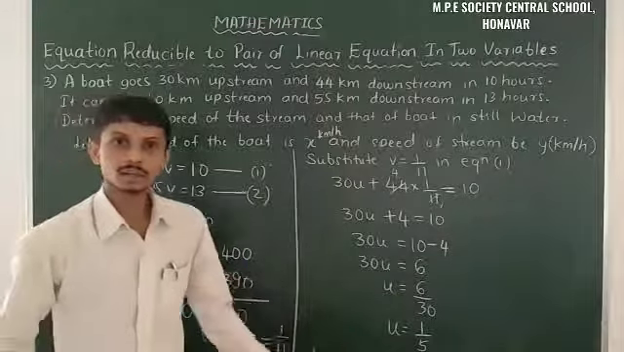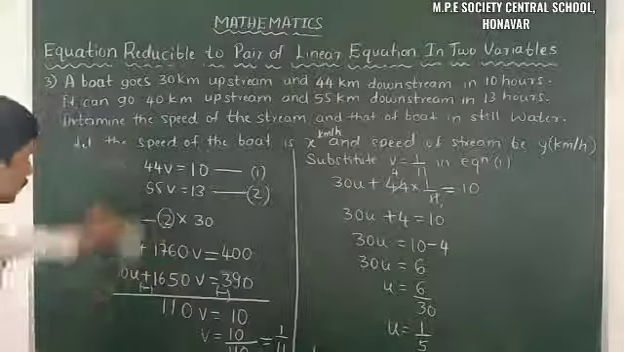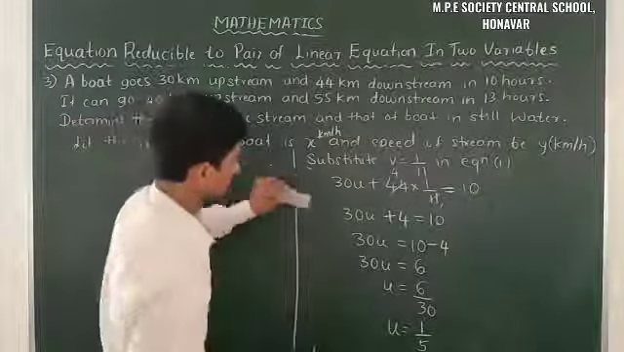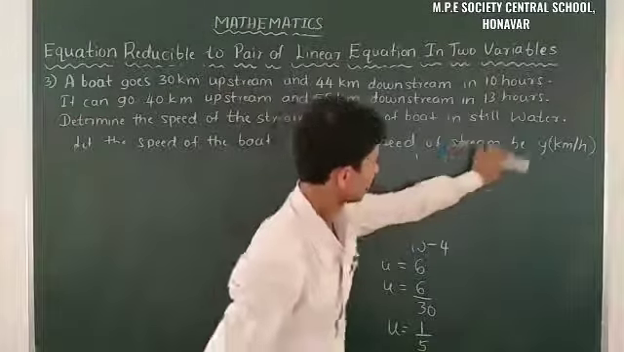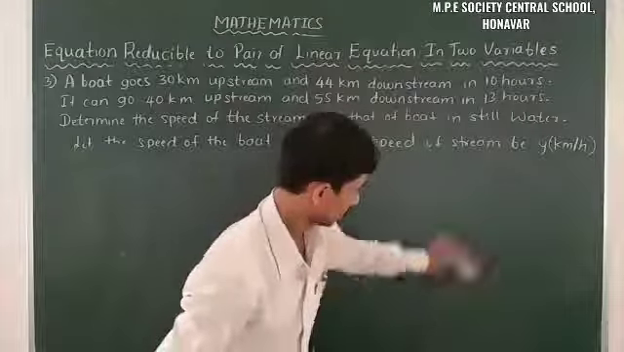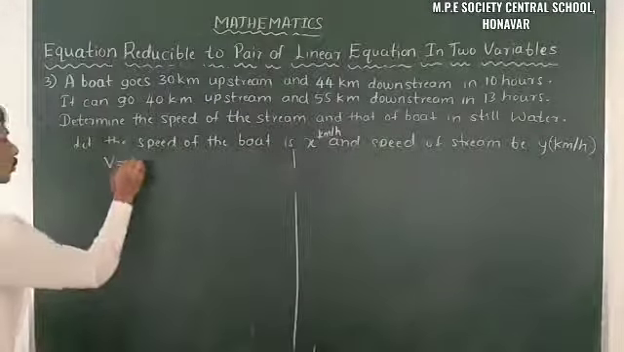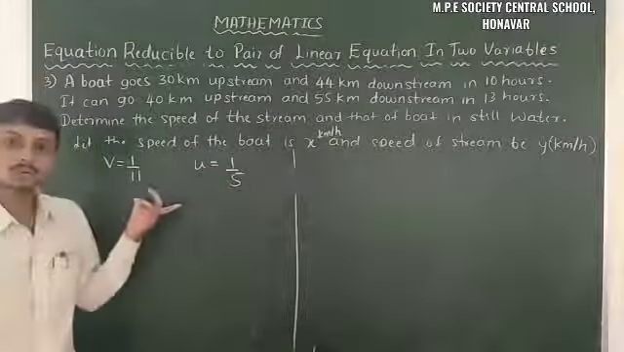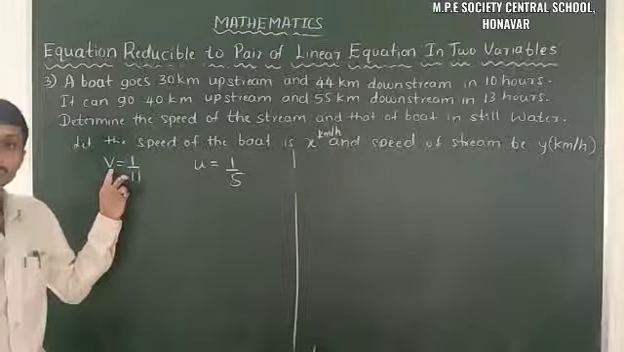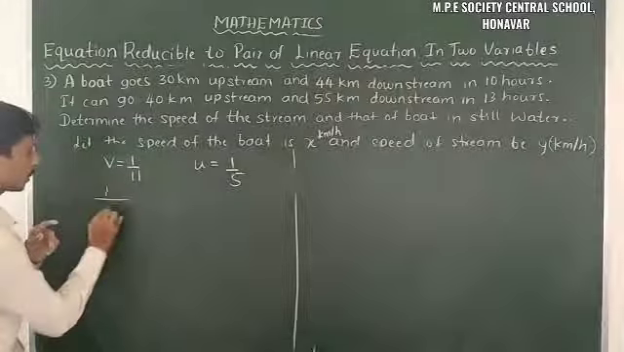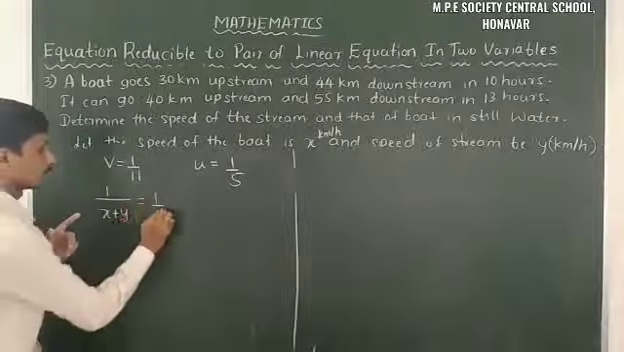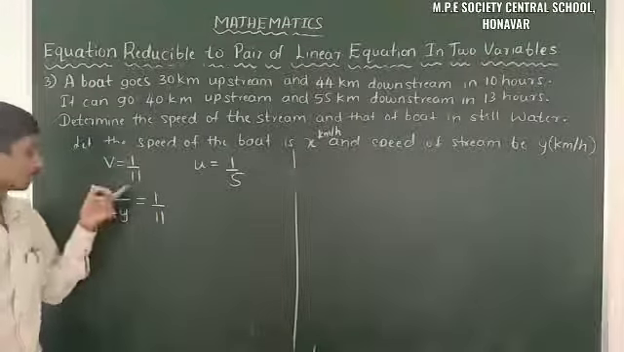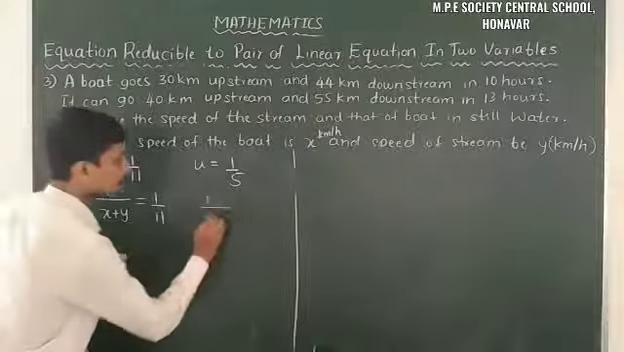So let us move on to the next process. So we got v is equal to 1 by 11 and u is equal to 1 by 5. We already know that v is the downstream. So that means 1 by x plus y is equal to 11. We already considered that 1 by x plus y is equal to v. So that means 1 by x plus y is equal to 11, and it is 1 by x minus y.